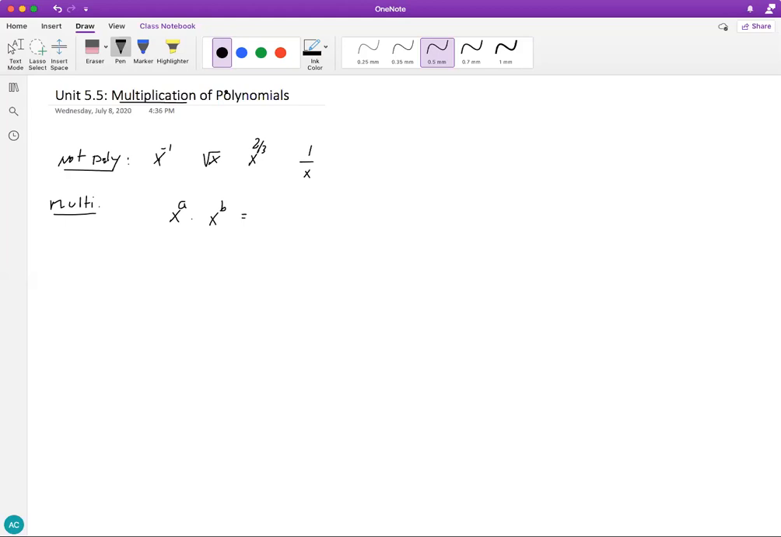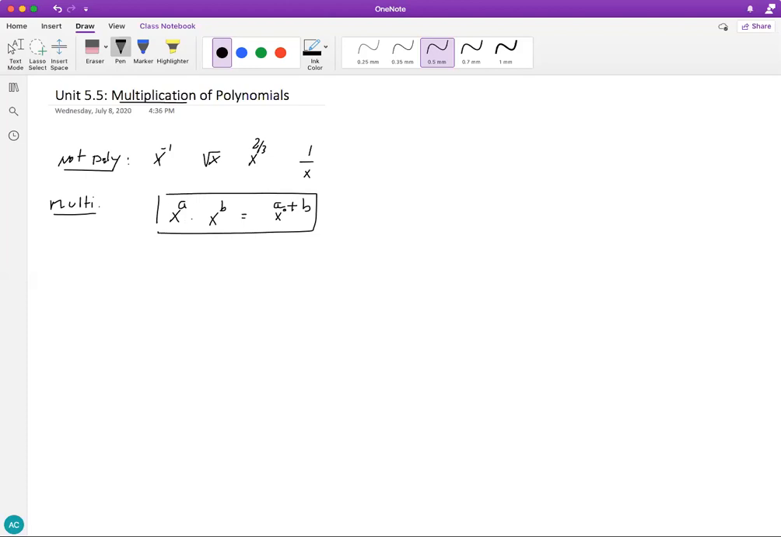To multiply polynomials, we need to review the first rule of exponents that we learned the other day. What is x to the power a times x to the power b? It's x to the power a plus b. That's right, a plus b. This is very important. Since we're multiplying polynomials, this is the main rule we're going to be using today.